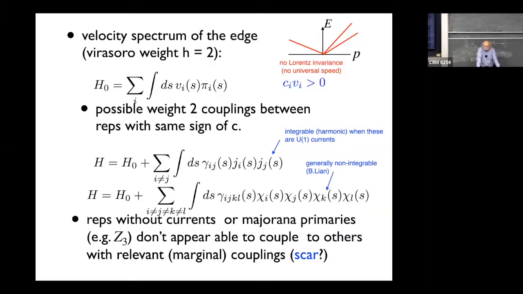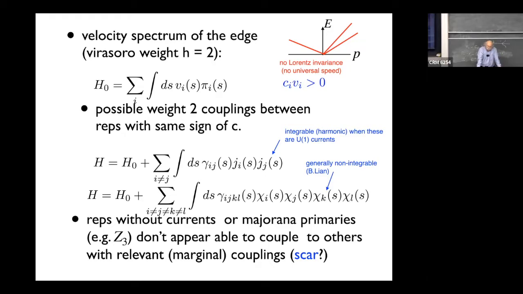The velocity spectrum on the edge would come from operators in the Hamiltonian with Virasoro weight h equals 2, things like the momentum. Of course, the leading term at the edge would be, for every independent copy of the Virasoro algebra, a diagonal term with a velocity in it, which could be spatially varying along the edge, where the velocity times the anomaly has to be positive, otherwise it would be unstable, right?